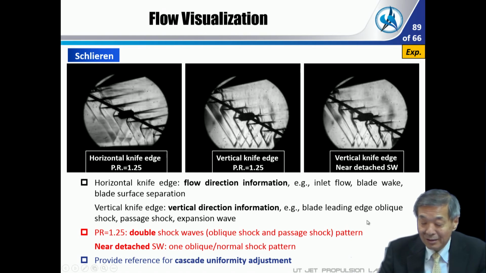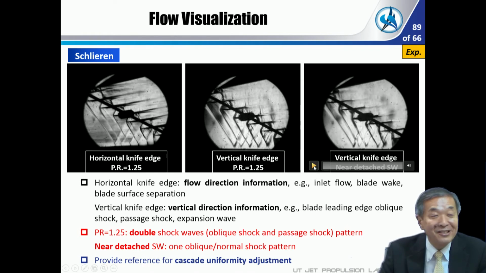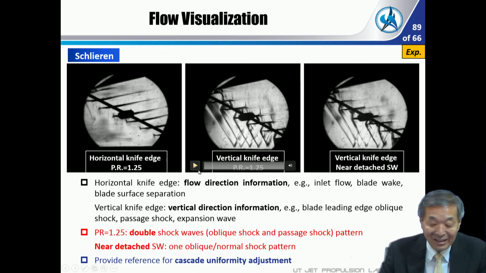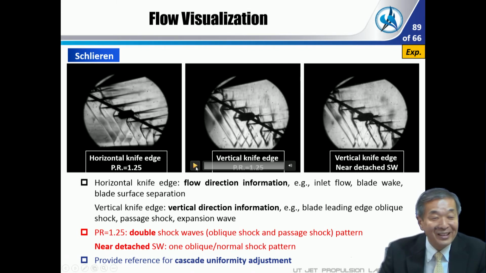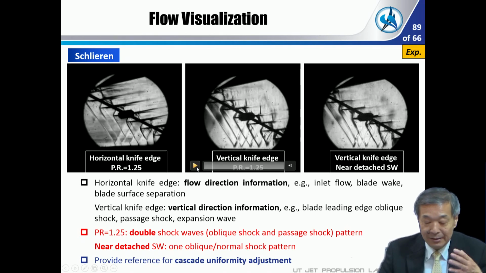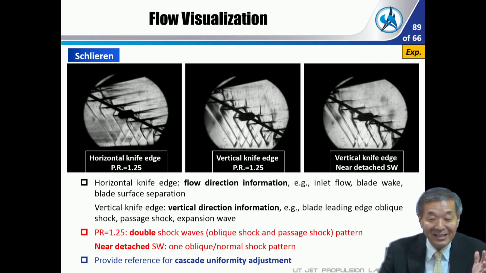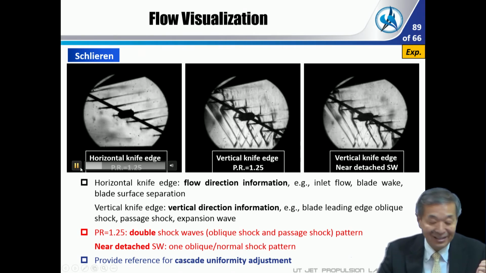So this is a steady state experiment, but as you can see, there is some inherent oscillation in the steady flow field. Okay, so it is very important to think about the inherent unsteadiness of the flow field before the flutter test.